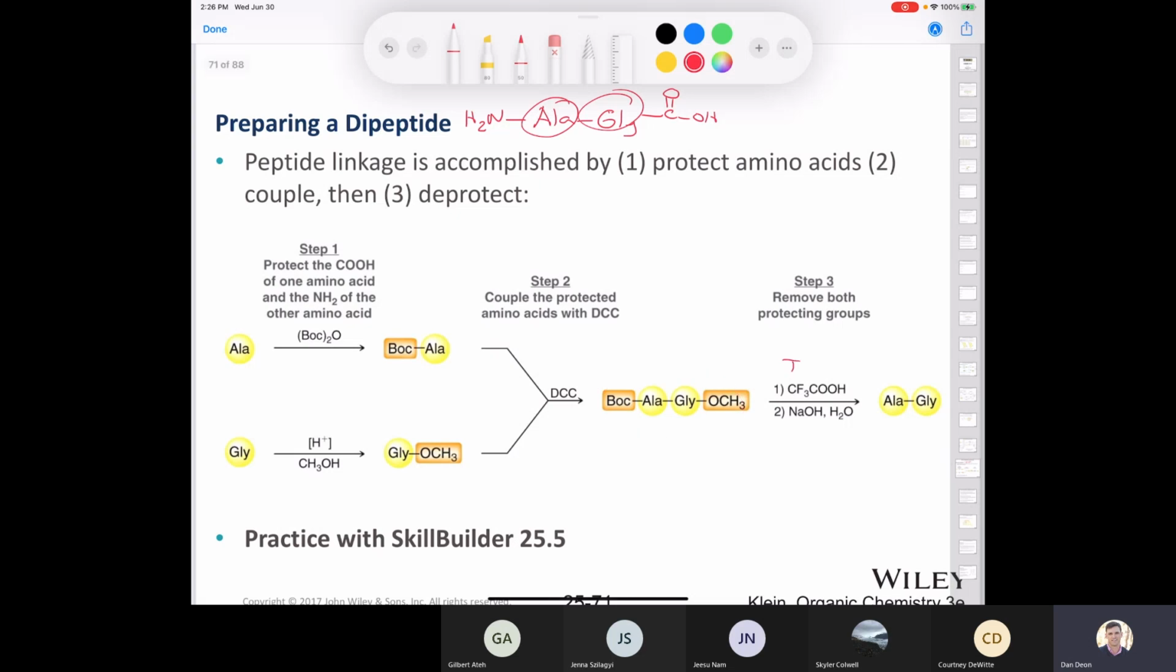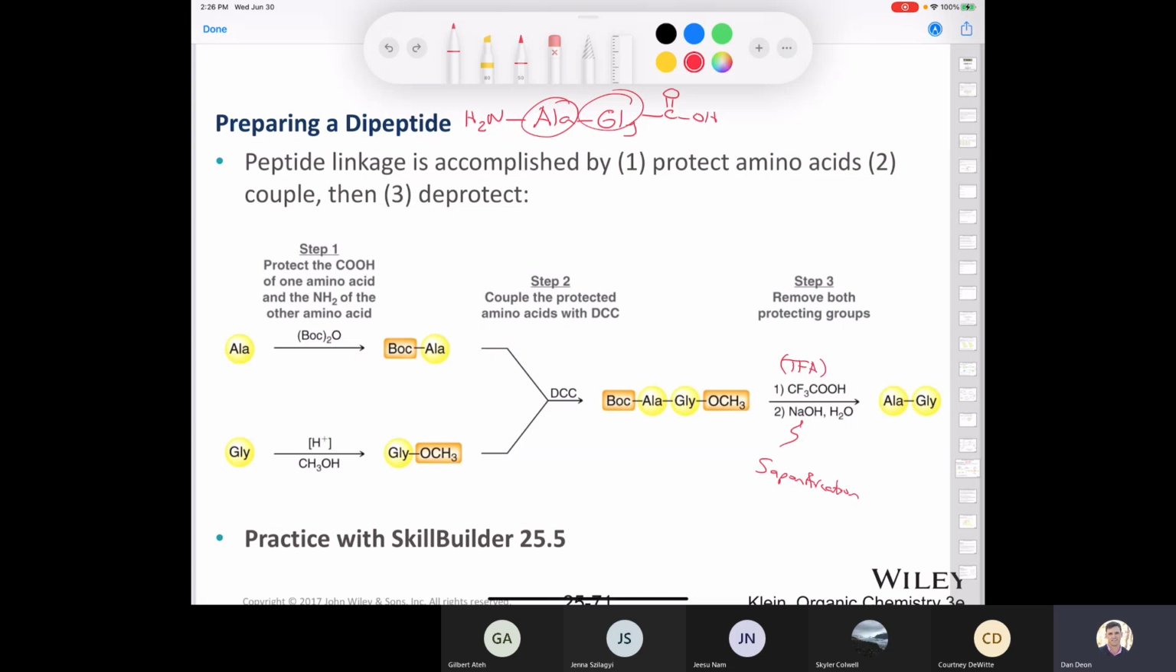You use TFA, which is trifluoroacetic acid, to remove the Boc. Then this is just a saponification, to hydrolyze the methyl ester. And there you go. That gives you your dipeptide, just like that.